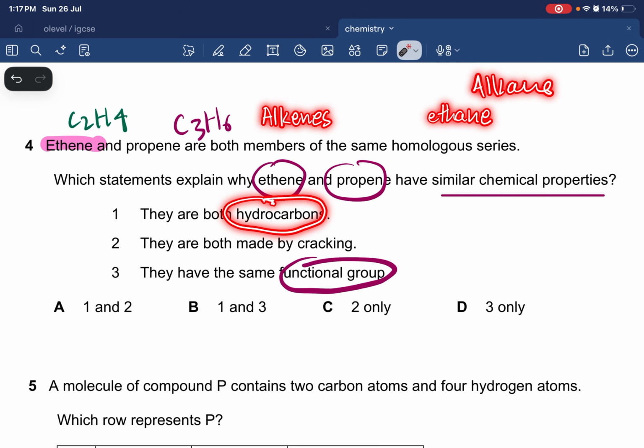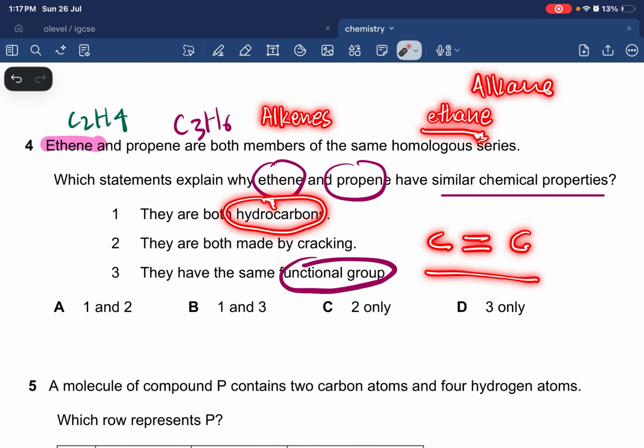That means being hydrocarbons doesn't give them similar properties. The same functional group, the C double bonded C, makes ethene and propene both react with bromine. Why? Because they're both unsaturated, whereas ethane and propane are not going to react because they're saturated. It's not the hydrocarbon thing, because alkanes and alkenes are both hydrocarbons, having carbon and hydrogen only, but they don't have similar properties. Only the members of the alkenes have similar properties.